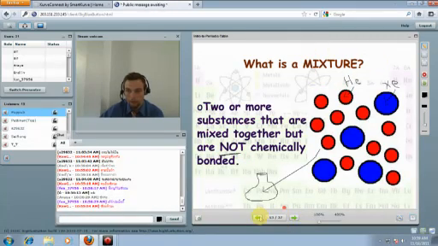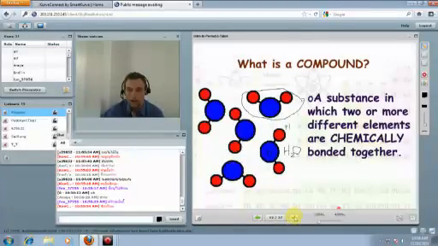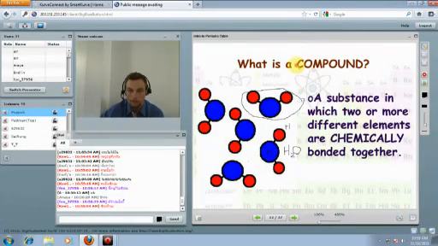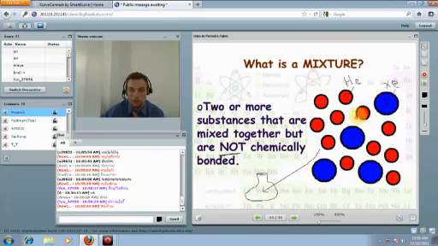So just to go back and review, we have an element, which is a substance composed of a single kind of atom. So you have a bottle of hydrogen, you have a bottle of oxygen. You have a compound, which is a chemically bonded substance where there are 2 or more different elements, H2O. And we have a mixture, which is 2 or more substances that are mixed together but are not chemically bonded. Alright. So again, if you are confused, just review the slides.